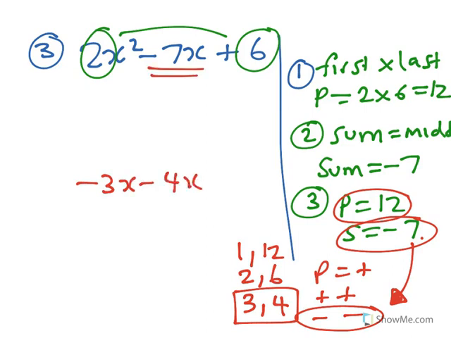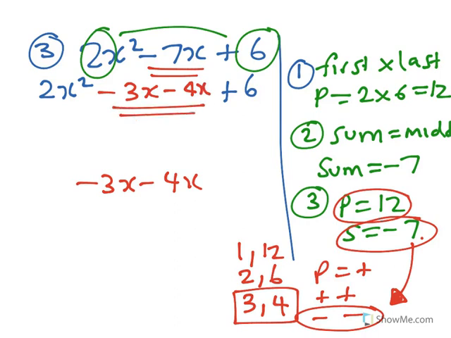So let's replace the 7x with that. You've got the 2x squared and this plus 6 stays the same. But in the middle here, you go minus 3x minus 4x, because minus 3x minus 4x is minus 7x. So you've actually got the same thing there. Then you need to factorise each separately.